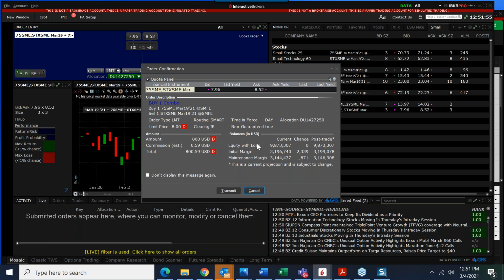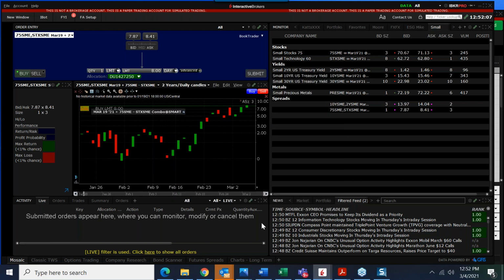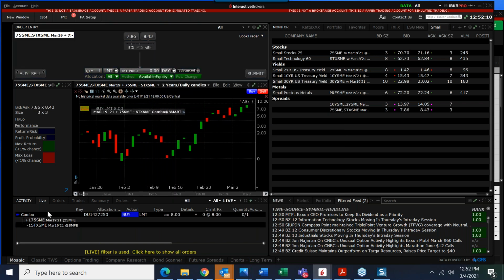Okay, so we've set up a combination. We know how to add the symbols to the monitor page. We know how to add a combination. We know how to add a trade. I'm actually just going to transmit that one, send it out to the exchange. You'll see on my activity panel in the lower left, there's my combo: buy one, sell one, limit price of 8. Might get filled during the presentation.